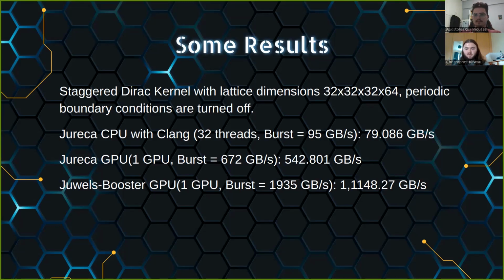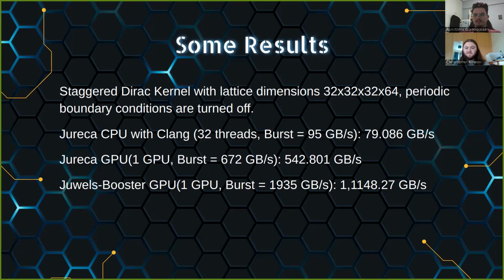So on the Eureka CPU from the Jülich Supercomputing Center, compiled with the Clang compiler with 32 threads, we got a rate of about 79 to 80 gigabits per second, which is quite high, and it's about 80 to 85% of codes that target these architectures very specifically. And then on the Eureka GPU, we got about 540 gigabits per second. So it shows that the Lattice QCD problems are very highly scalable and very highly parallelizable as well.